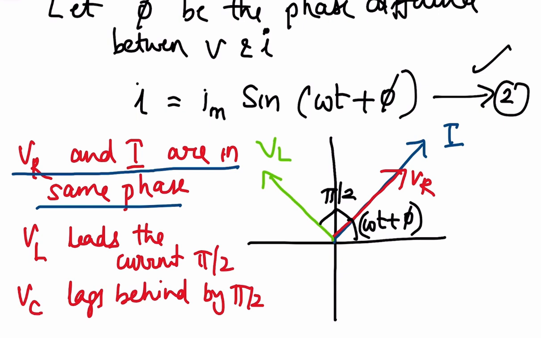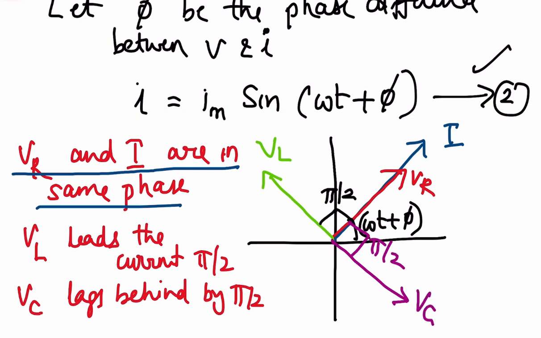circuit, what is happening now? Voltage lags behind the current by pi by 2. Therefore, let us take the voltage across the capacitor behind the current by pi by 2. Current is this blue line. So behind that, by pi by 2, is the voltage across the capacitor. This is the initial phasor diagram which we have constructed.